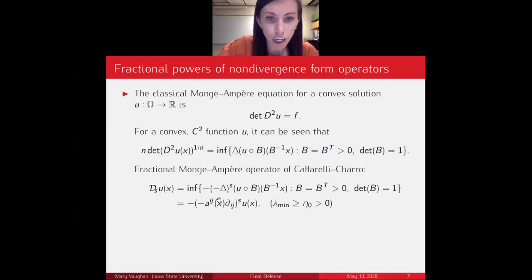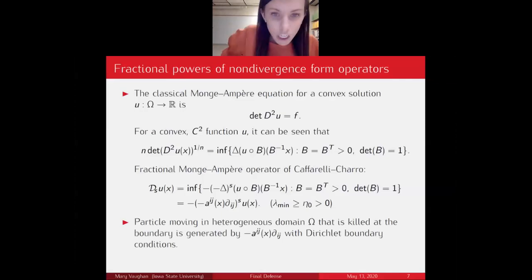But in the case when the minimum eigenvalue is bounded below, and this infimum is attained, one can show that this equals a fractional power of a non-divergence form operator. It's because at each point x, the infimum is going to be attained at a different matrix B. So it corresponds to something of this form, where these coefficients are just bounded measurable functions.